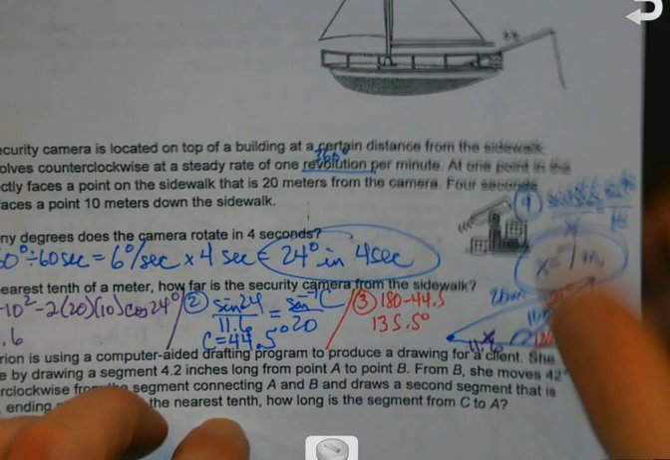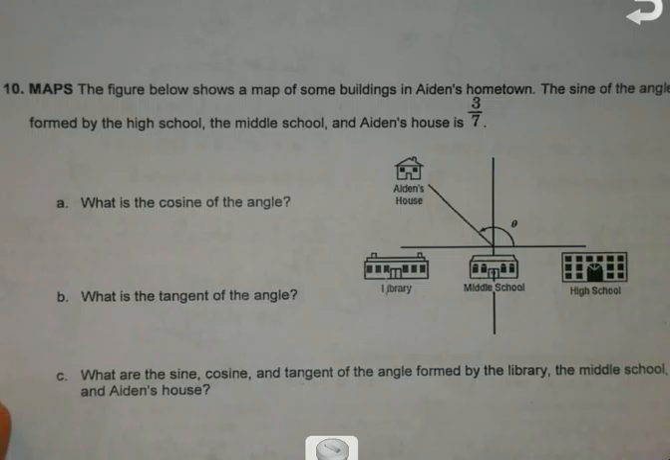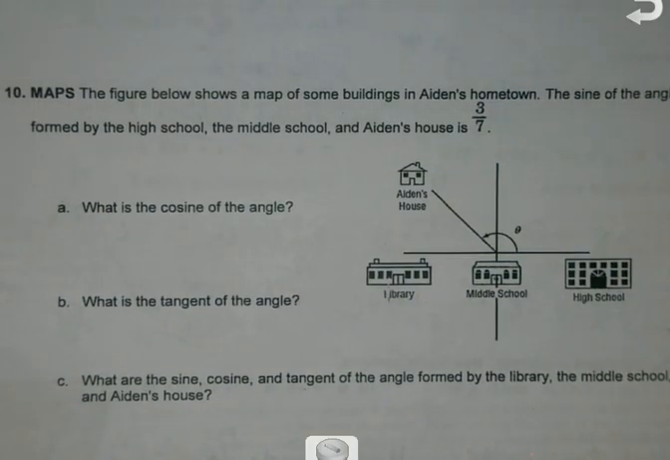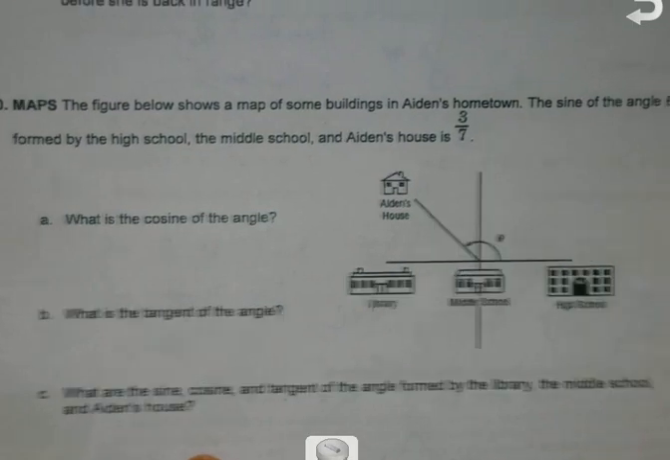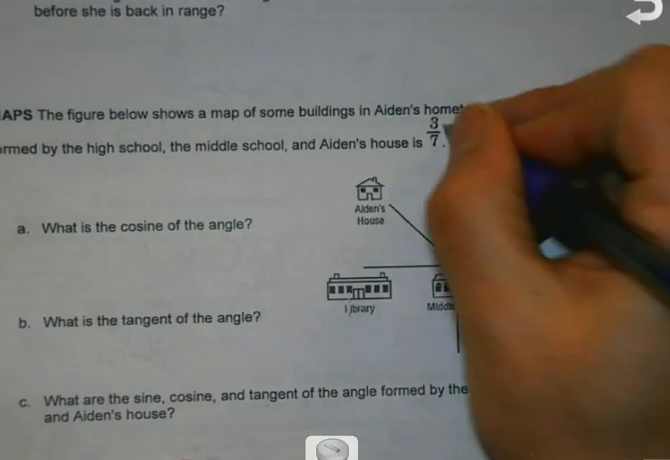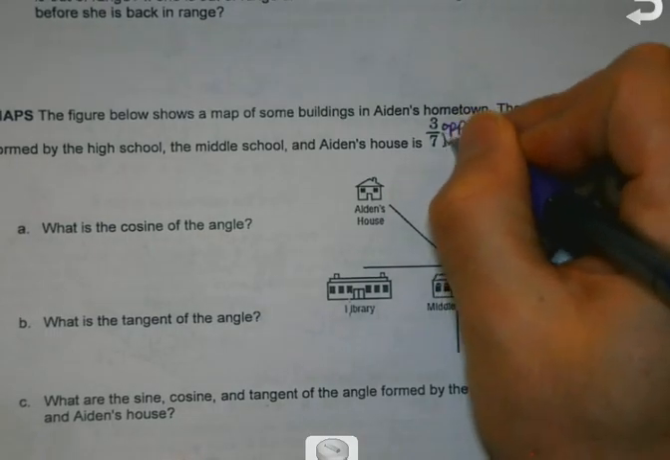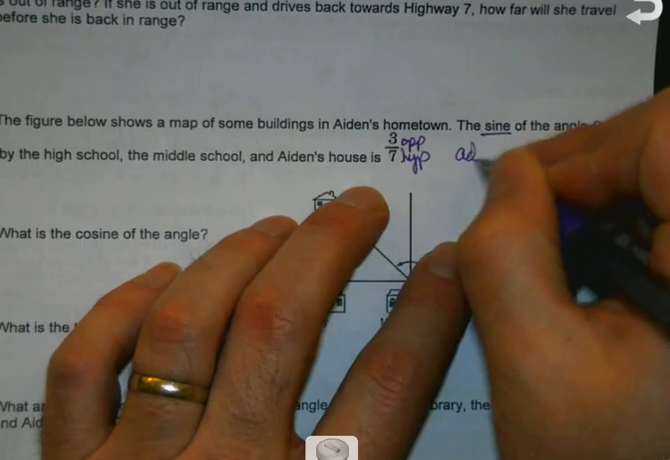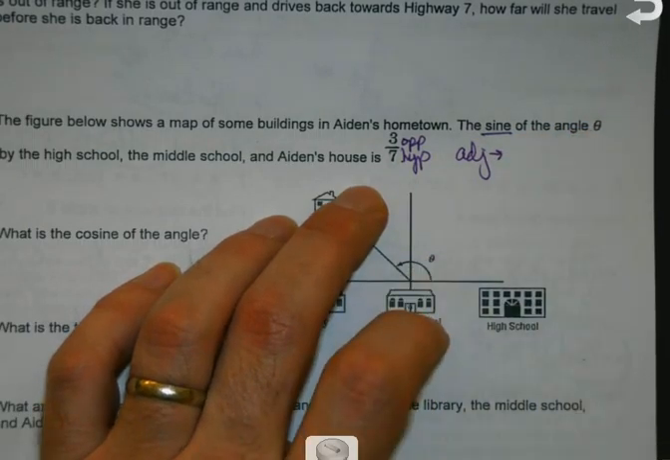Okay, last one I'm playing with. Number 10. All right, the figure below shows a map of some buildings in Aiden's hometown. The sine of the angle theta formed by the high school, the middle school, and Aiden's house is 3/7. Now, that tells me something. The sine of the angle: opposite over hypotenuse. Which tells me I can figure out what the adjacent side is by using the Pythagorean theorem.